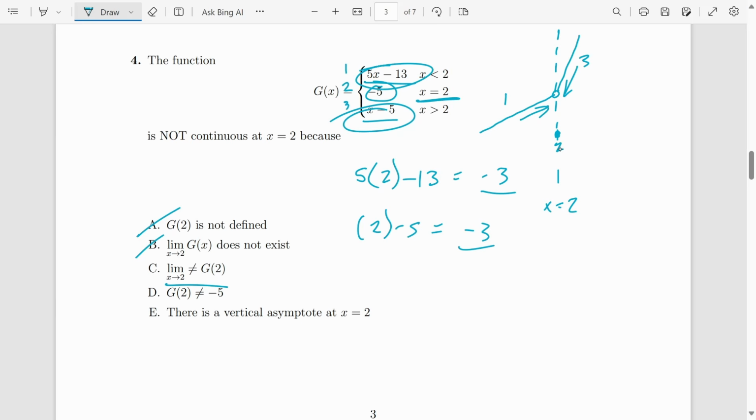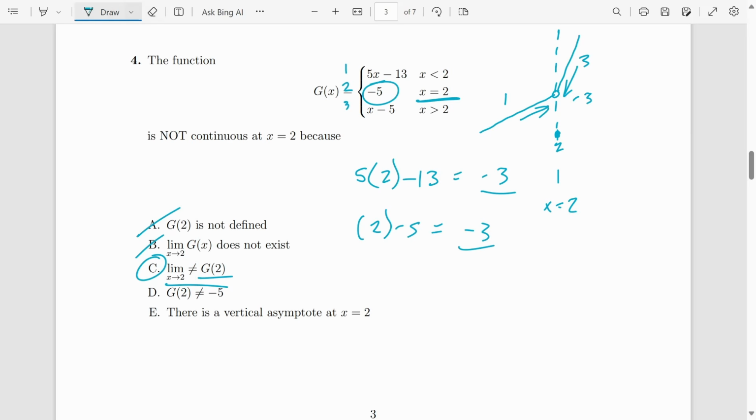The limit as x approaches 2 does not equal g of 2. All right, I think this is the right one now because the limit as x approaches 2 is -3. We just said that because the left-sided limit equals -3 and the right-sided limit equals -3. The general limit also equals -3, but g of 2 does not equal -3. G of 2 equals -5. So that one must be our right answer since it's asking for a not equals there.